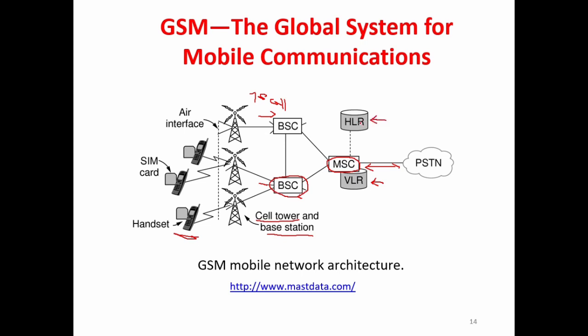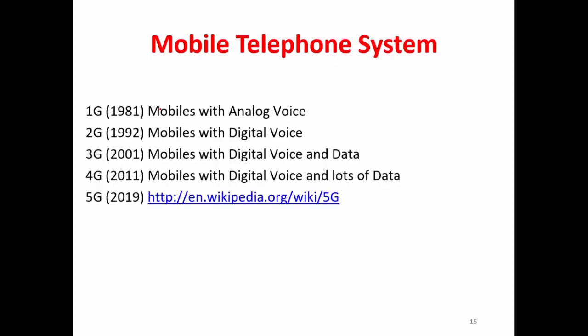And here we have HLR, which is the home location register. This is responsible for the information of each user. What is the address of the user? What is the status of the mobile of the user? And other things come with this HLR. So this is the global system for mobile communications.